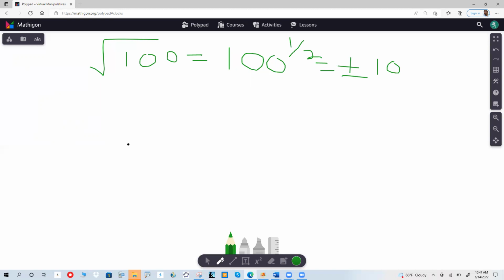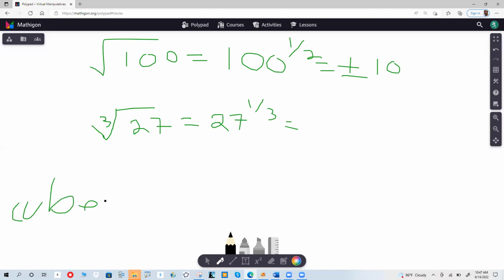All right, so what about something like this? When we write something like this, I'm going to put a little 3 here, guys, okay? And this means this. What could that possibly be? Okay, this is called the cube root. And cube root is kind of like square root, kind of.